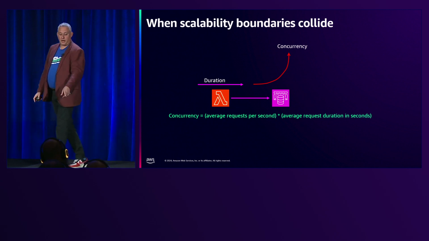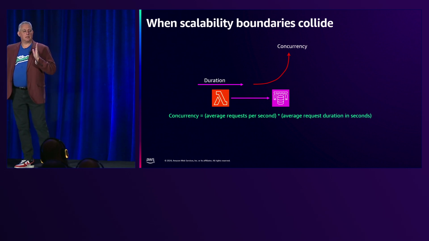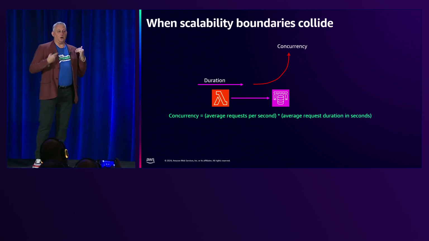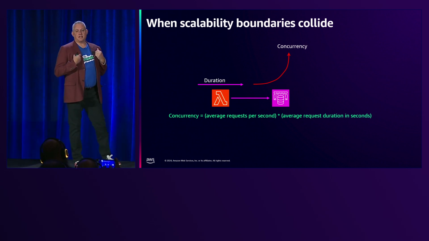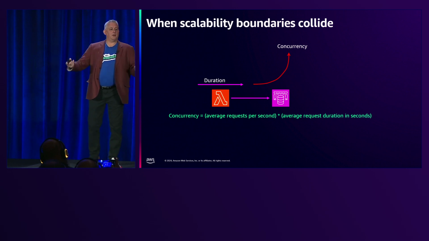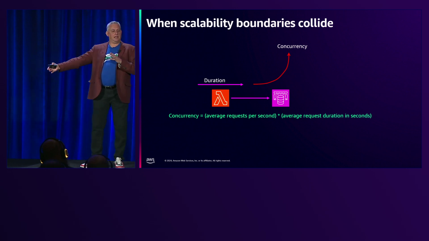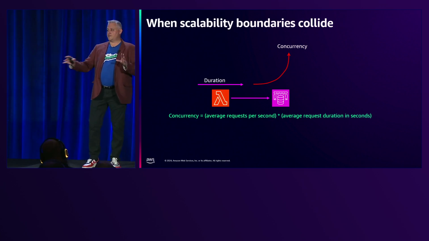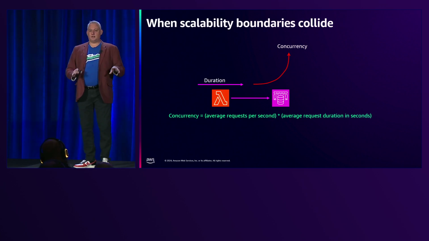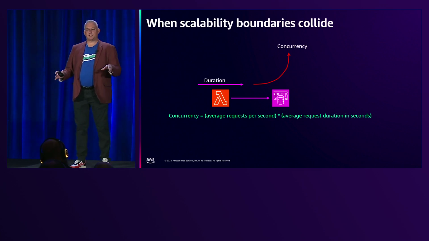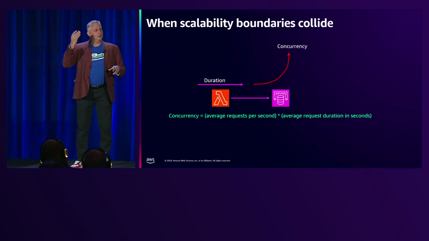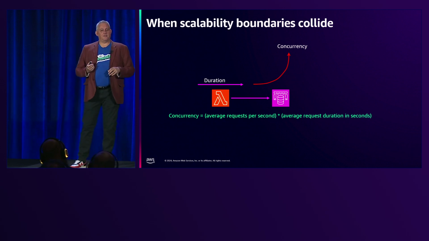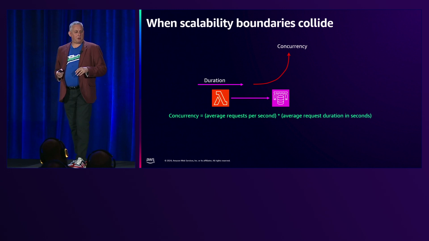So if your average requests per second goes up, your concurrency goes up. If your average request duration in seconds increases, that could be for anything. I've been on enterprise projects where we've had Lambda in a development environment and been forced to put them in VPCs because of enterprise security, which is fine. It's fine these days. Lambda in a VPC, don't be scared. It's actually super fast still.